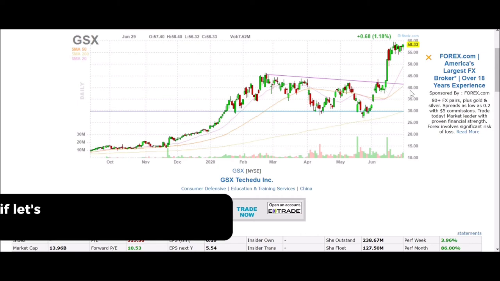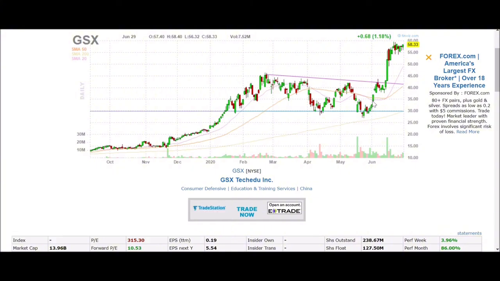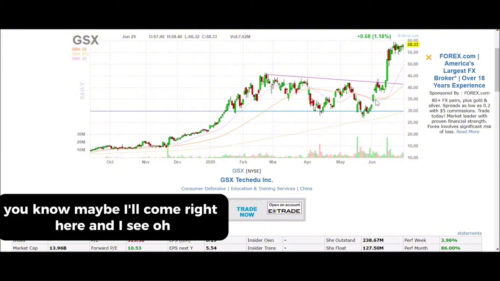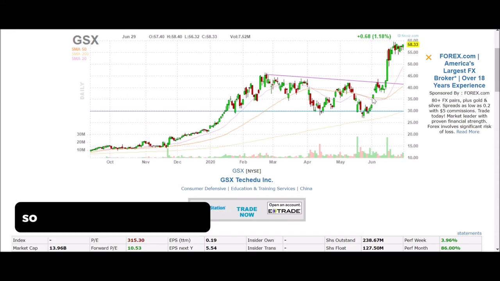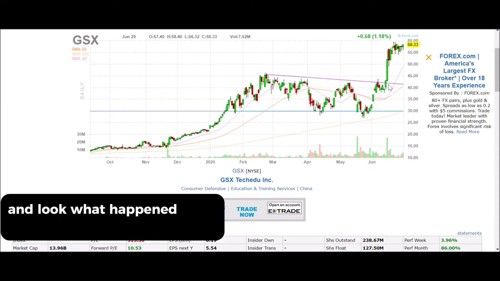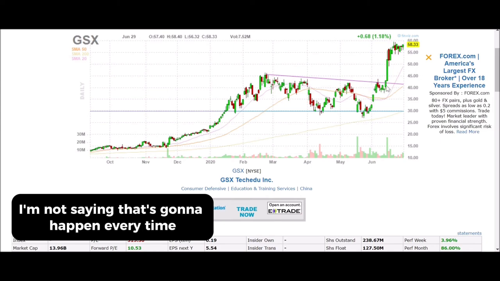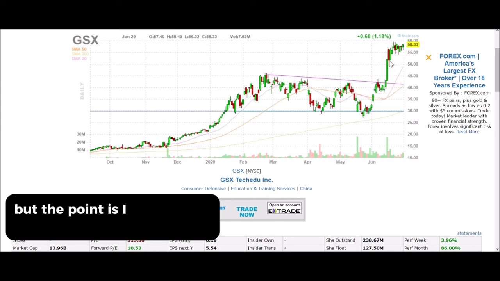So let's pretend we had looked at this and we had run the scan back in the beginning of June. Maybe I'll come right here and I see, oh, it just popped over this moving average here. It's a nice gap up candle here. You might want to put this one on your radar and look what happened after that. I'm not saying that's going to happen every time, but the point is, I don't know anything about this company, but that sure looks like a short squeeze to me.